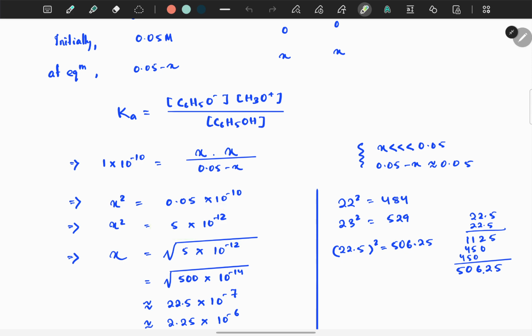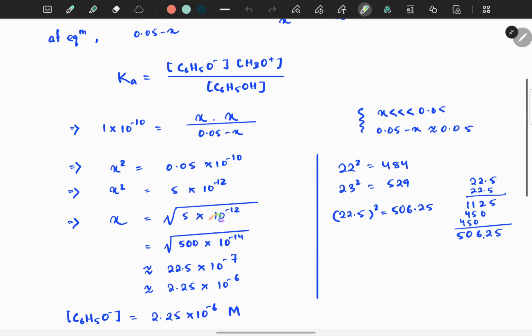Now we have to find the square root of 5 into 10 to the minus 12. Again we can write this as 500 into 10 to the minus 14. Now we can find the square root of 10 to the minus 14, which is 10 to the minus 7. To find the square root of 500, we have to use some general math: the square of 22 is 484 and the square of 23 is 529. So it must be in between, and it seems to be in the middle of 22 and 23.